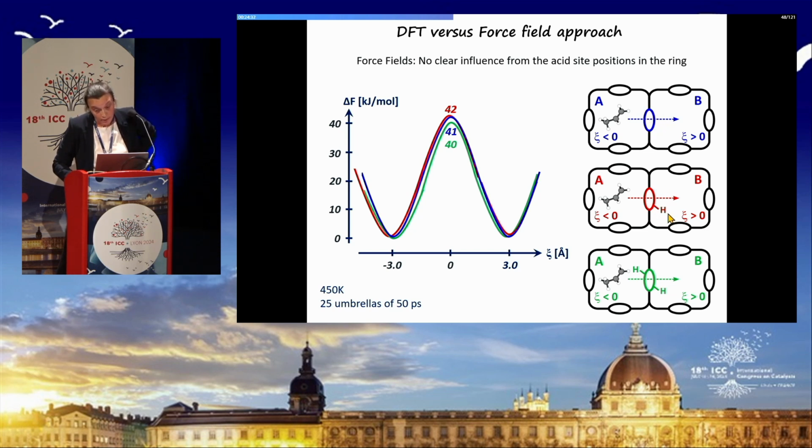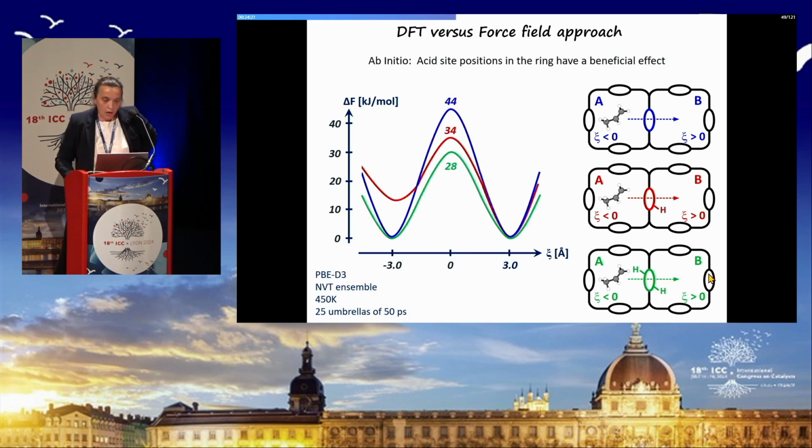The red one has one acid side. The green one has two acid sides. If we do this with force fields, we see no dependence on acid sides in the ring. Now we are going to do this with DFT. We see a clear dependence on the acid sites in the ring.